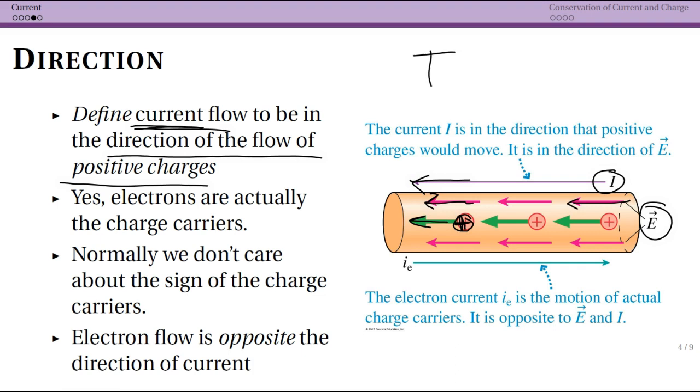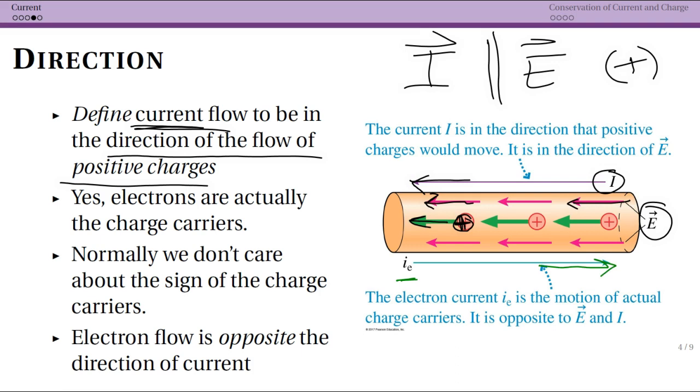What's nice about this is it then matches the electric field, which is going to the left. So if we think about this as a vector having a direction, it is parallel to our electric field, but we then have to actually talk about positive charges. If we want to think about electron flow, right? Electron flow is the opposite direction.